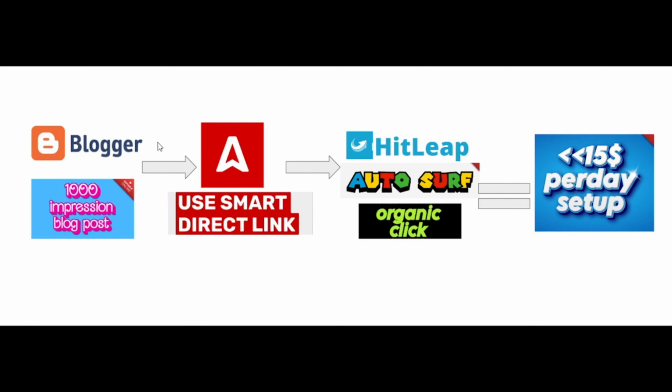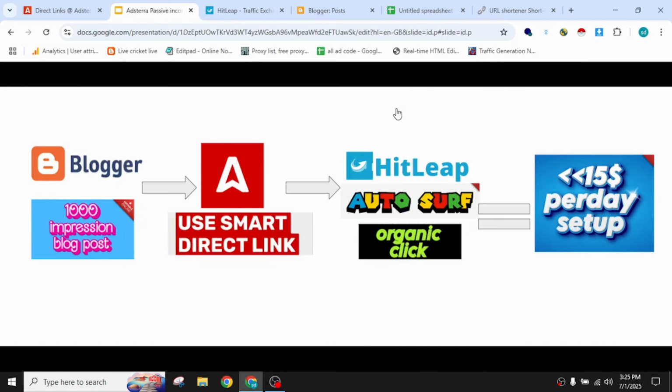The method I am going to share is very simple. You need a blogger, a 1000 impression blog post, and an Adsterra smart direct link. After you have these two properties, you just need to set up HitClip auto serve organic click. When you complete these 3 steps, every day you will see the result in your Adsterra account, how much you can earn by working just 1 or 2 hours per day. Okay, let's start the first work.